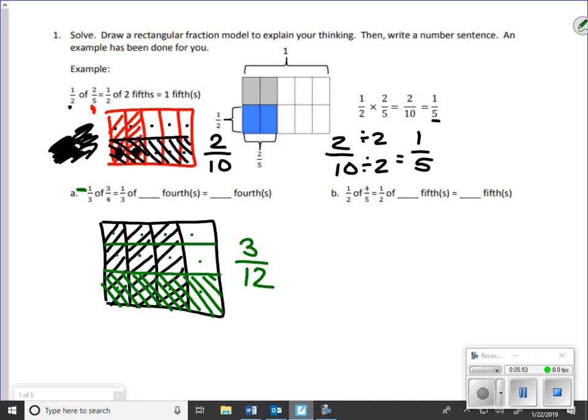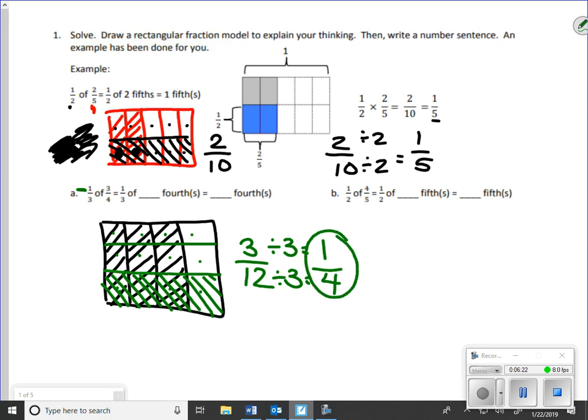Can that be simplified? By what? 3. Can 3 be divided by 4? 4 can go into 12, but can 4 go into 3? No. 3 can go into 3. 3 divided by 3, 1. 12 divided by 3, 4.